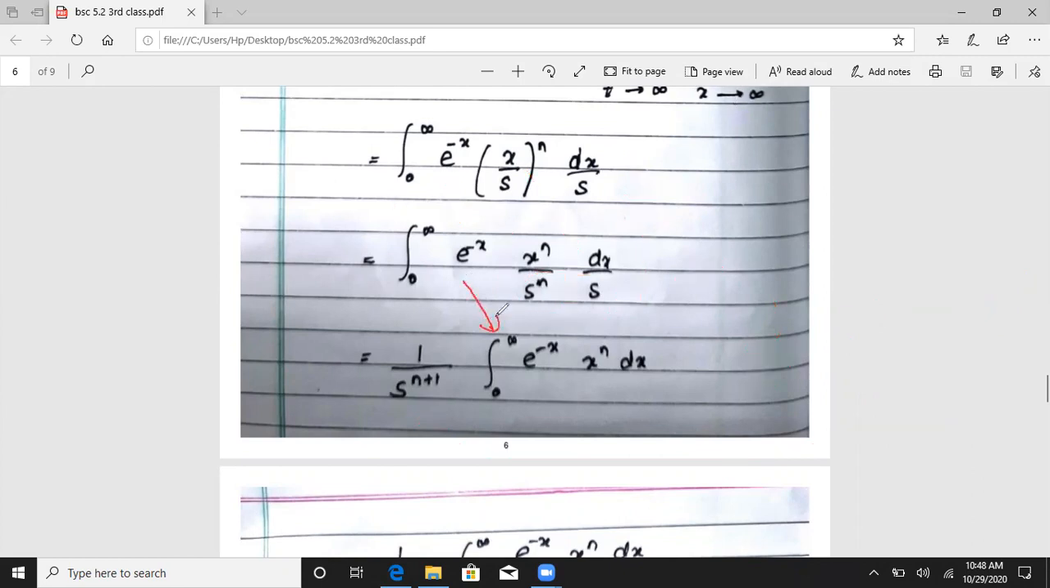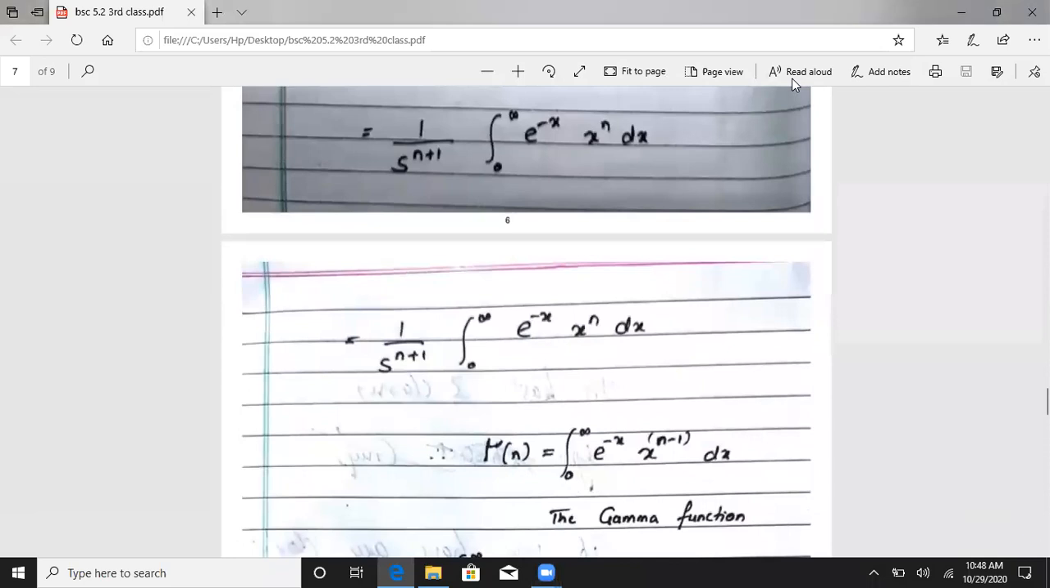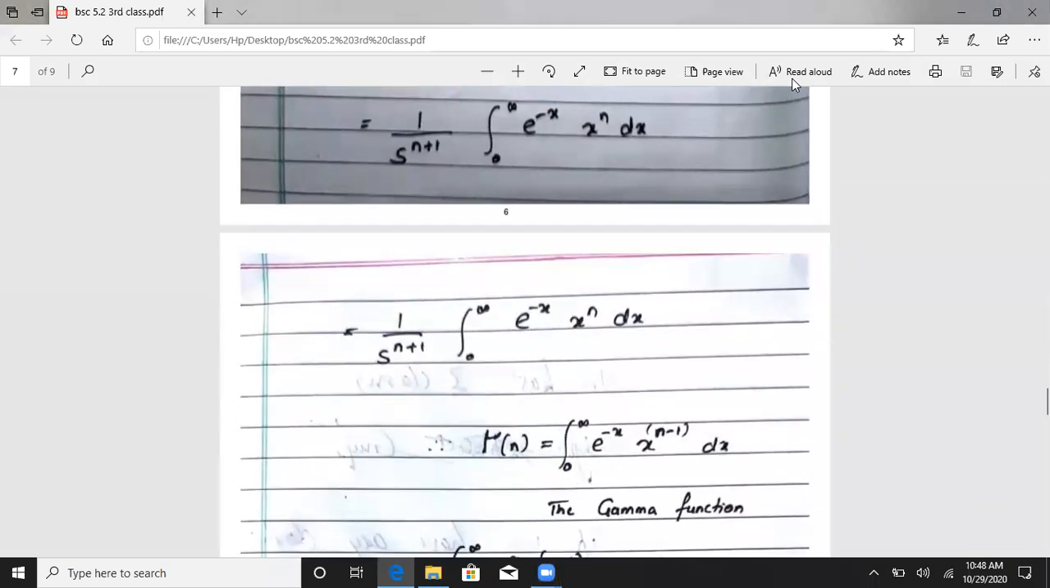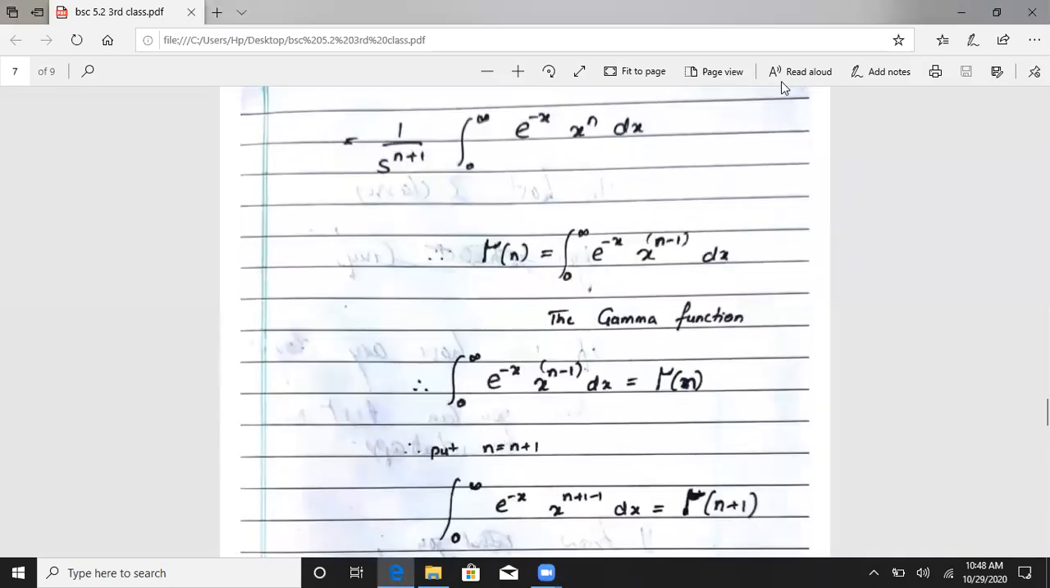The remaining part is integration over 0 to infinity, e to the power minus x into x to the power n into dx as it is. Here something important is there. This is our last step: 1 divided by s to the power n plus 1, integration over 0 to infinity, e to the power minus x, x to the power n dx.